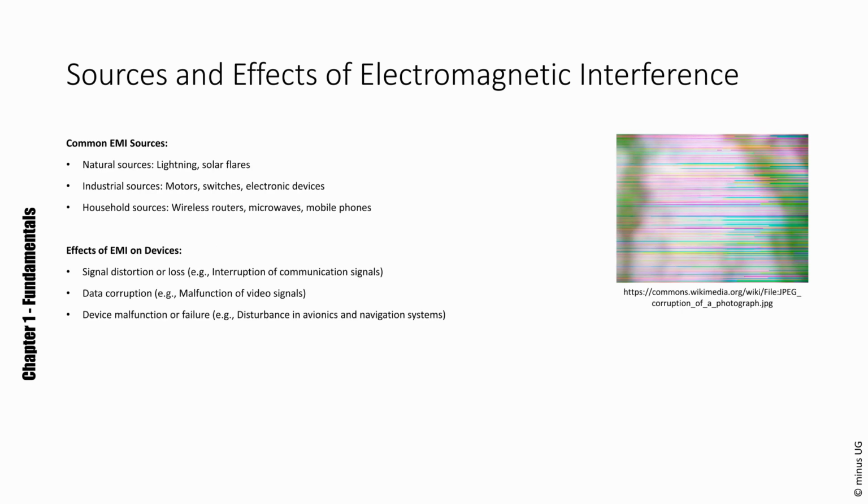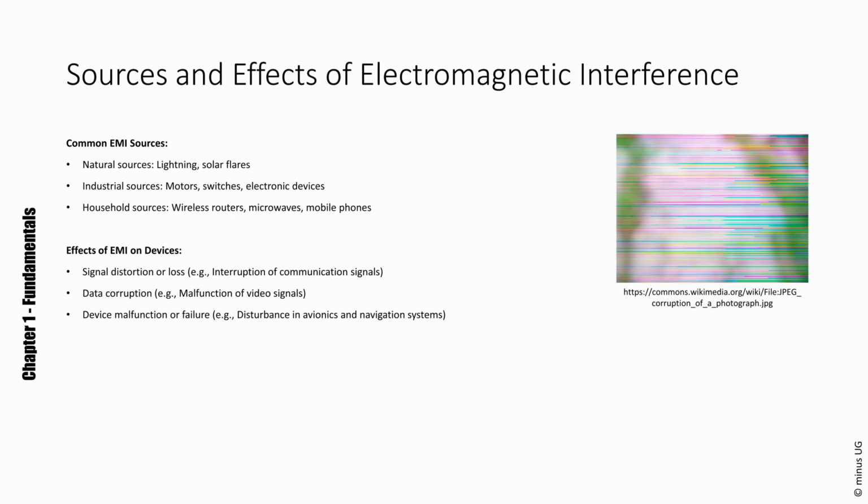Sources and effects of electromagnetic interference. Common EMI sources. Electromagnetic interference, EMI, can originate from a variety of sources, categorized broadly into natural, industrial, and household origins. Natural sources include phenomena like lightning and solar flares, which can generate significant electromagnetic disturbances.